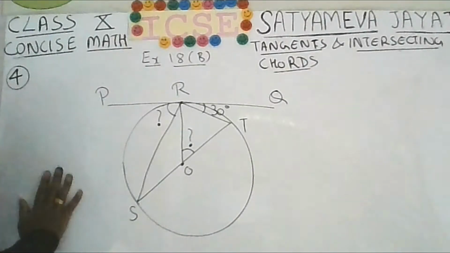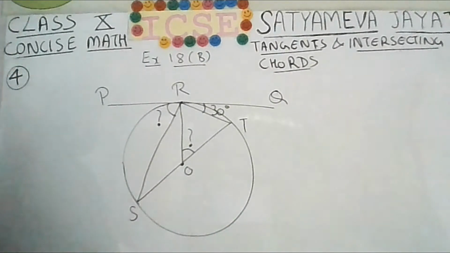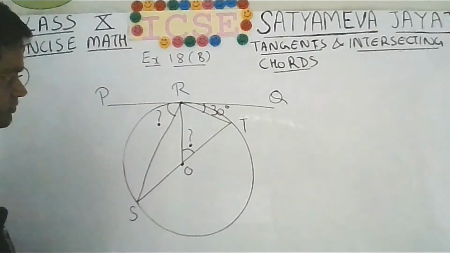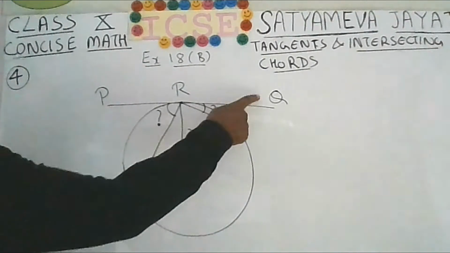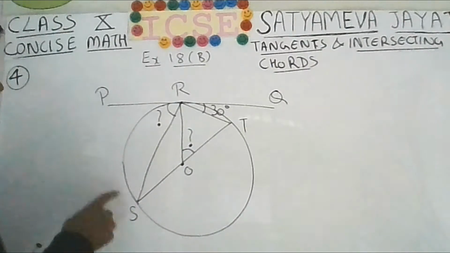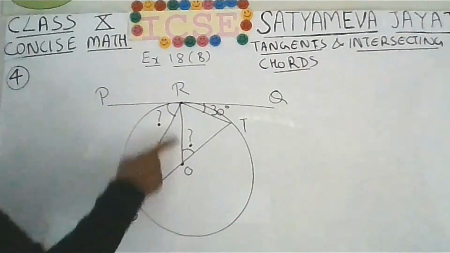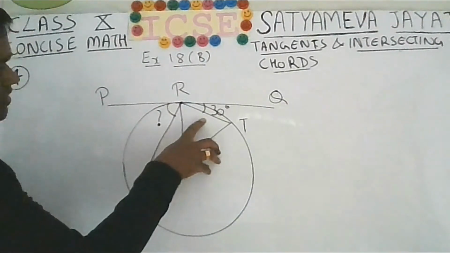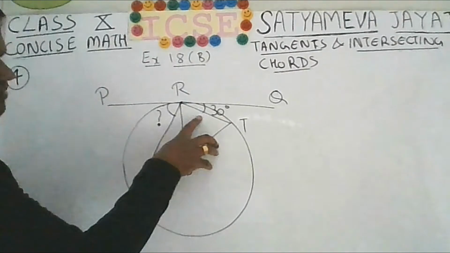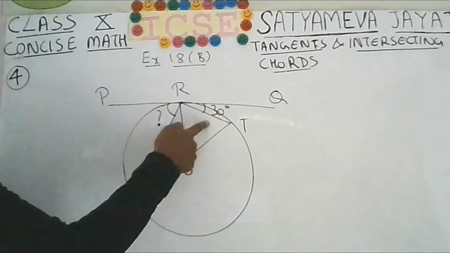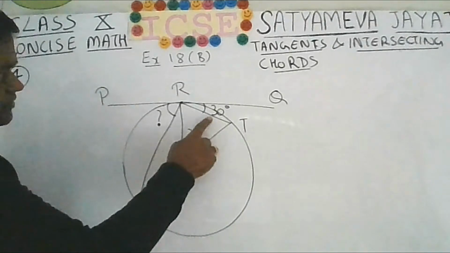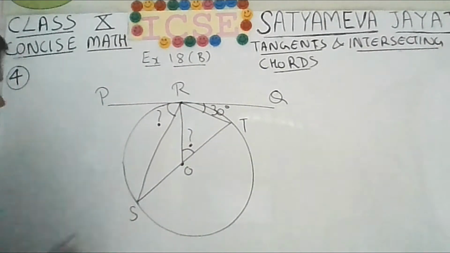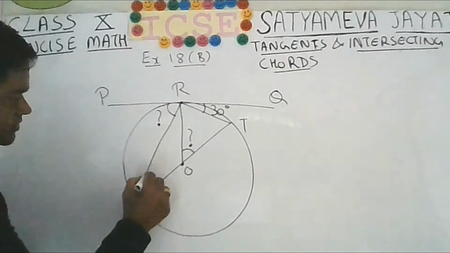So question number 4 is again a simple application of the theorem that we have studied previously. So O is the center, you can see that ST is the diameter. Angle QRT has been given 30 degree. And we have to find these two angles indicated by a question mark, that is angle ROT and angle PRS. So RT is the chord. If this angle between the tangent and the chord is 30 degree, so it will be equal to the angle in the alternate segment. So this is 30, it means that this RT is subtending an angle at S. So this angle will also be 30 degree.